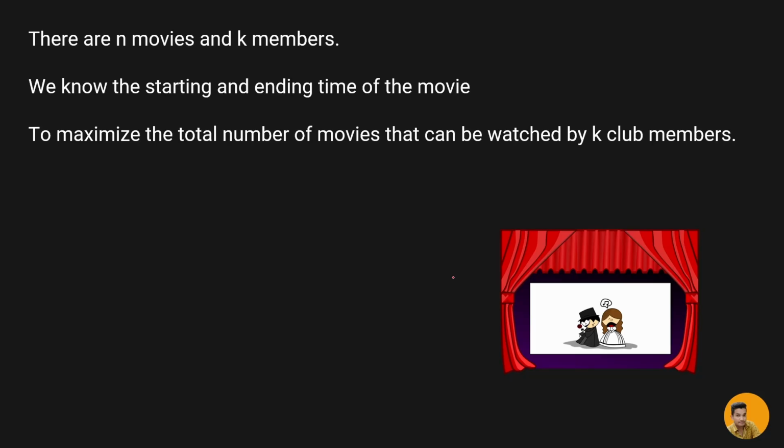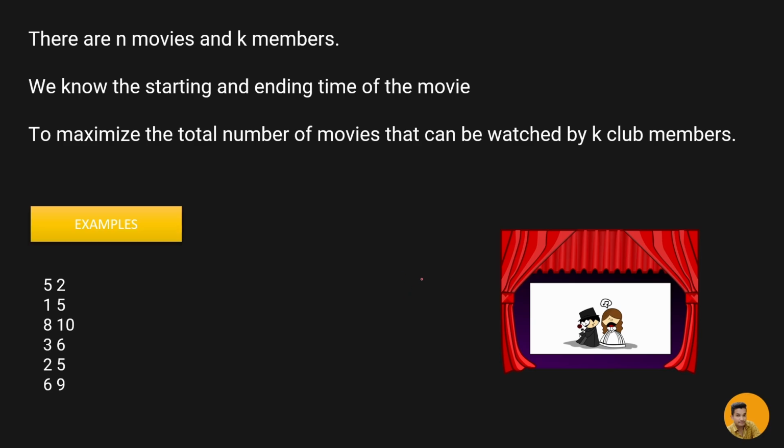So in this case, we are given N movies and K members. We know the starting and ending time of a movie, and we need to maximize the total number of movies that can be watched by these K club members. So there is a movie club, and there are people in it. K can be anything, and we know the starting and ending time of each movie, as in this example. 5 is the number of movies and 2 is the number of people in the club, and they can go and watch the movies, and they have to maximize the number of movies watched.